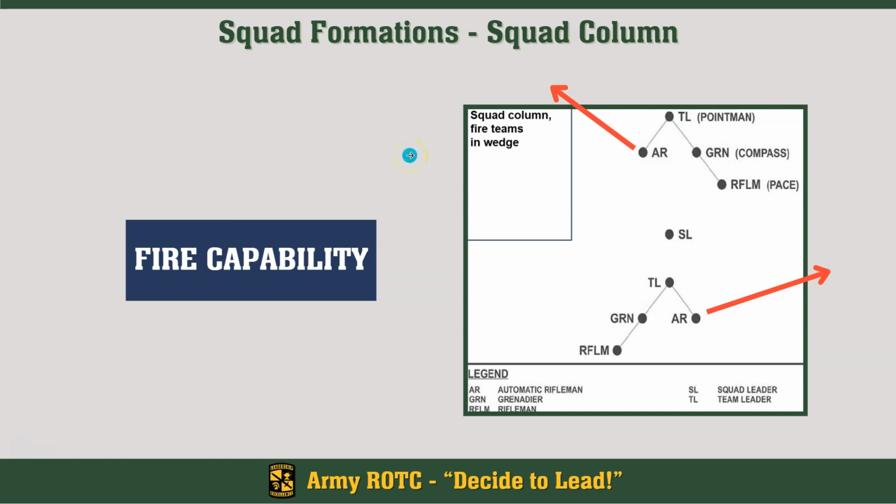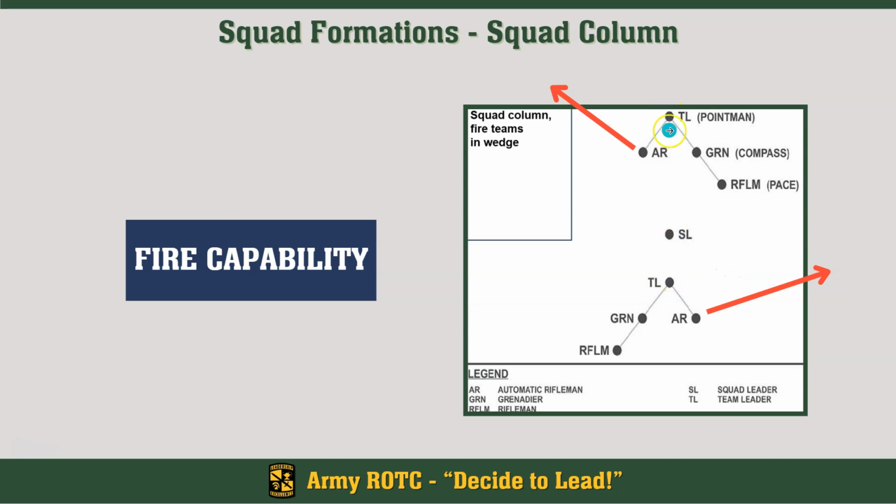Now, as far as our formations, you'll notice something here. This formation, when it's in a squad style, is called a squad column, but you'll notice that it's 2 fire team wedges on top of each other. So we've got this Alpha team leading, squad leader right in the middle, and then Bravo team is behind. Another thing you might notice is that they're mirrored.